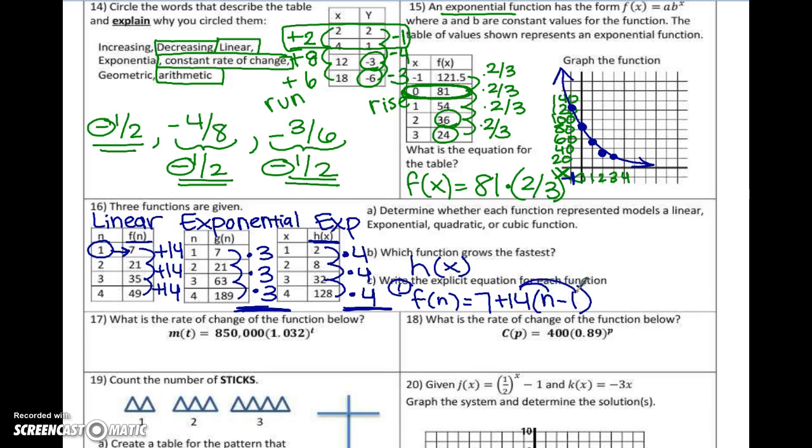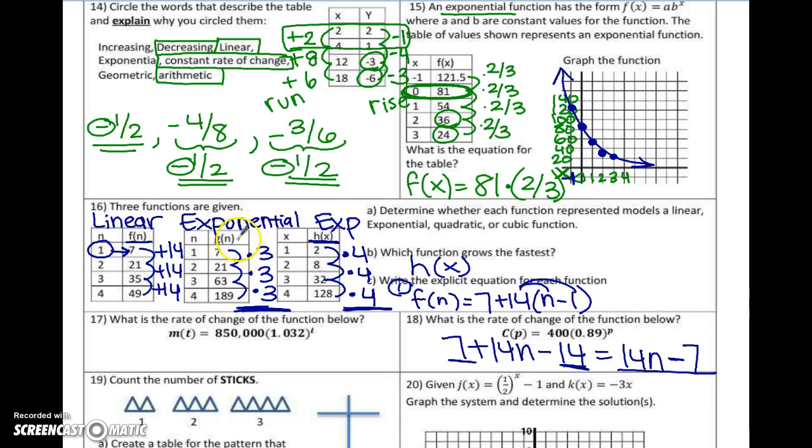Simplifying is even better. So if I do 7 plus 14n minus 14, times negative 1 is minus 14. And then if I combine these two, I would have 14n. And 7 minus 14 is negative 7. So that would be the best way to write number 1, the table.